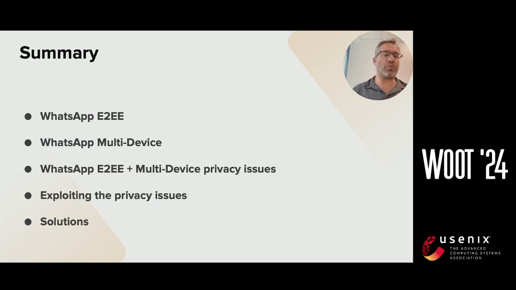So let's sum up what we learned today. We learned about WhatsApp end-to-end encryption and multiple devices, and showed that together they create some privacy issues. We've shown 2 ways attackers can exploit this issue and even demoed them. We suggested 2 solutions and some further research.